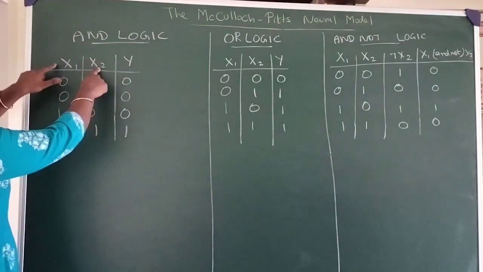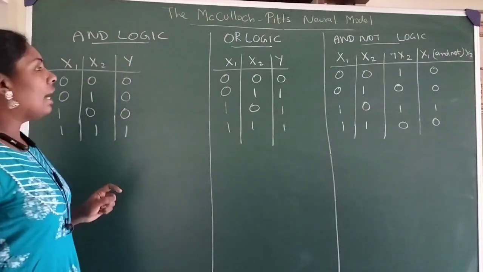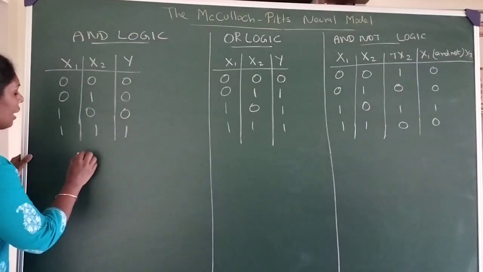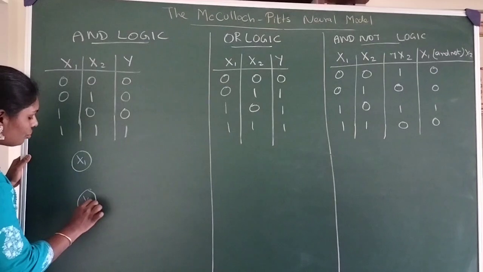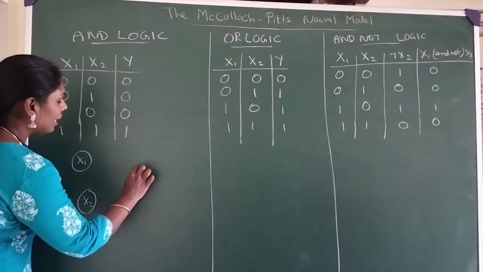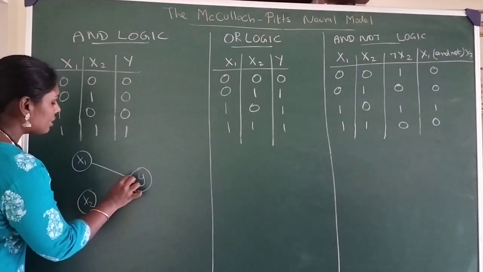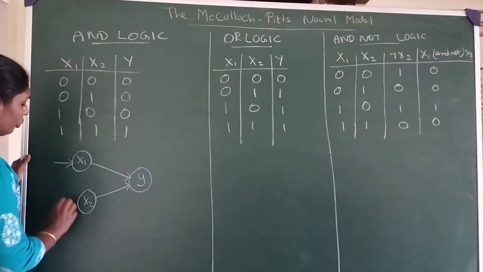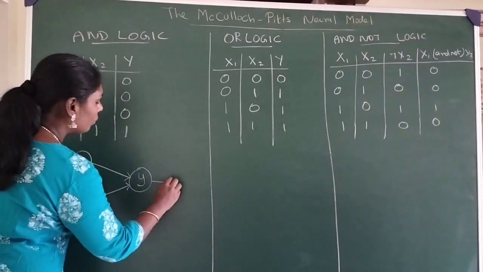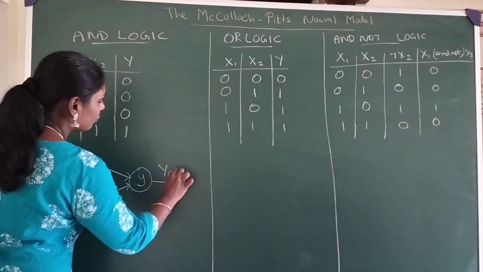You have two input neurons, one output neuron, and your architecture will look like this. You have x1, x2, and you have your y here. It is fully connected, and the neural network structure will look like this. You have your input neurons and you have your output neuron. So it is y out.